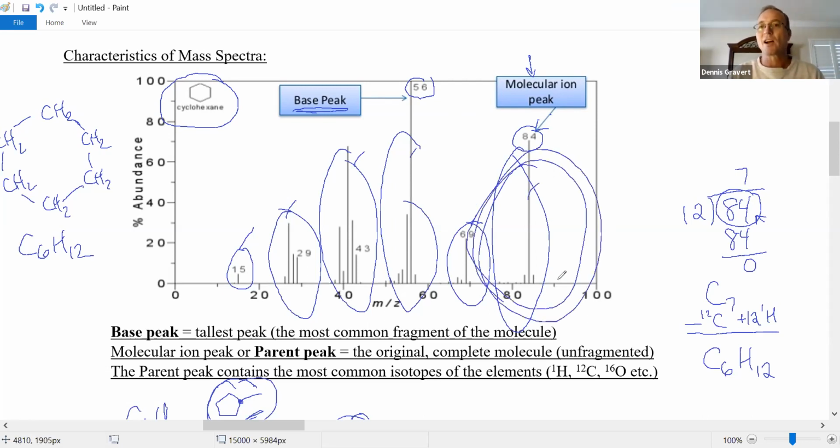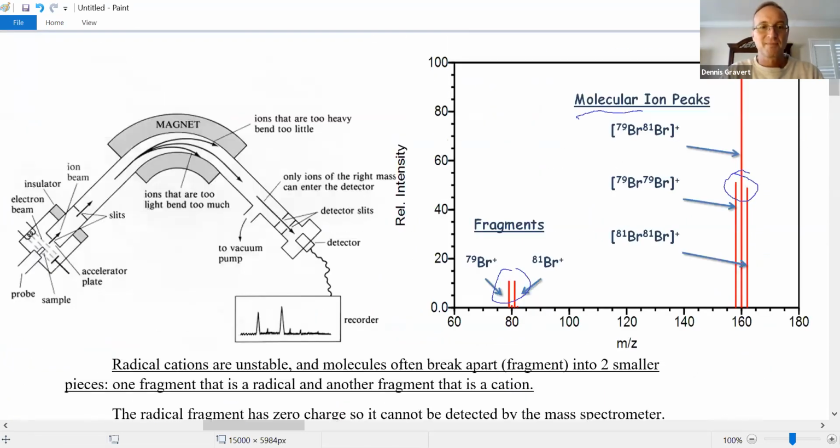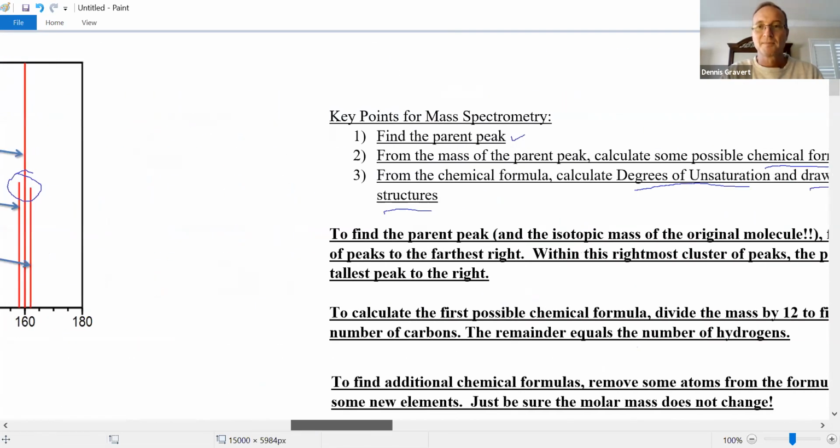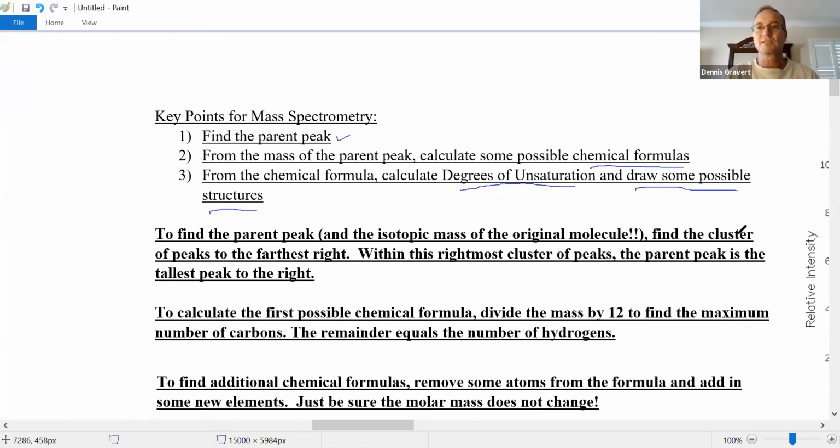Go to the cluster of peaks farthest to the right. And then within the cluster of peaks farthest to the right, go as far to the right within these peaks and pick your largest one. That's usually the parent peak, the molecular ion peak. I know, do that again. That's right, so find the cluster of peaks farthest to the right. Within this rightmost cluster of peaks, the parent peak is, well, I should say usually the tallest peak to the right.